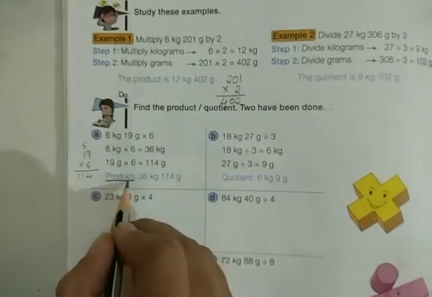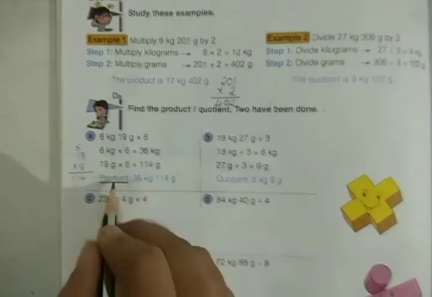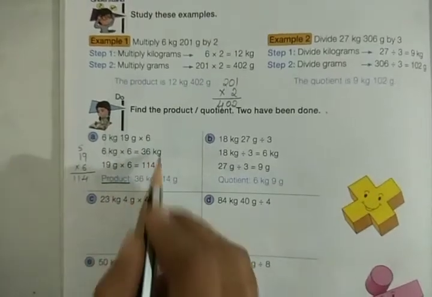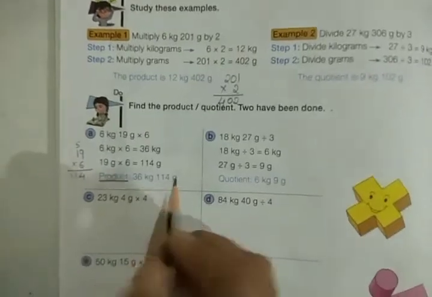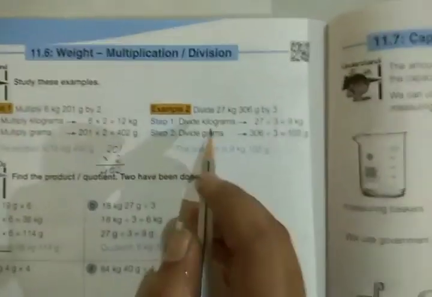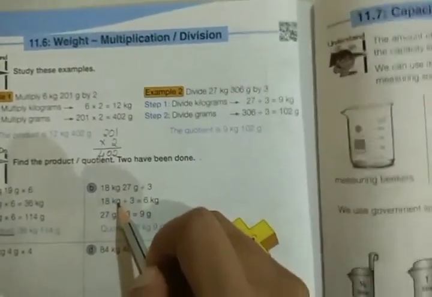So the product is, afterwards you have to write this product. The answer is written in kg first, followed by grams. So the answer is 36 kg, the product is 36 kg 114 grams. Now we'll see examples for division of weight. See here, they have given two examples, this one and this one. We will solve the first.